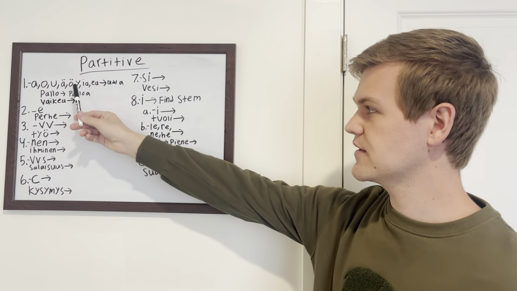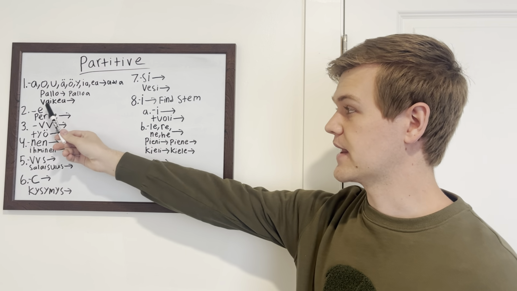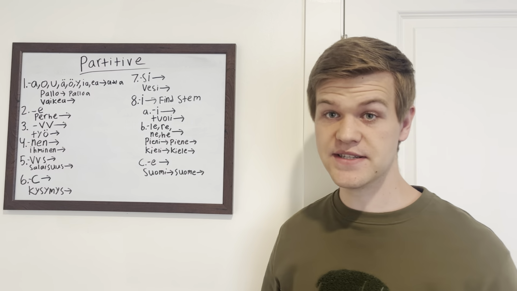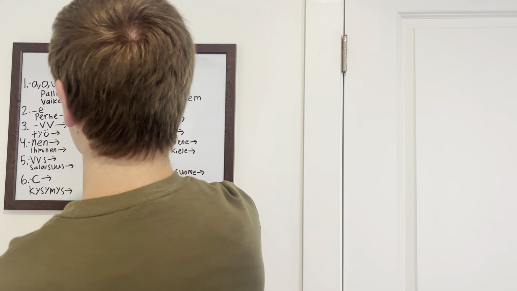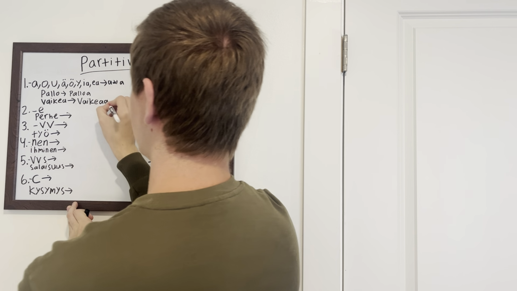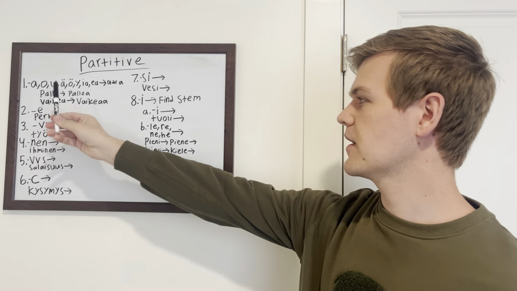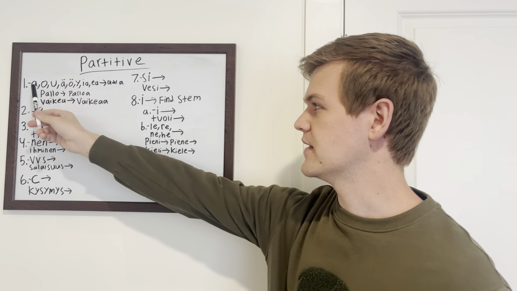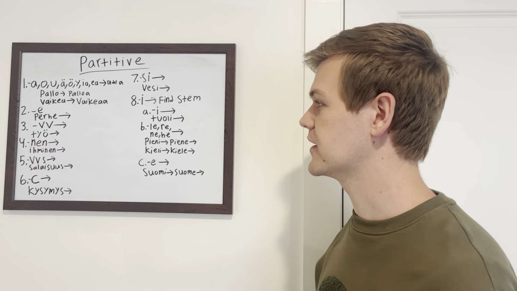Most of these are just the single vowels. But we also include IA and EA, so a word like vaikea, which is difficult. We again just add the A. So we get vaikeaa. Nice. So polloa and vaikeaa. Again, this one includes a lot of words in Finnish, so it's a very easy one and a good one to know.